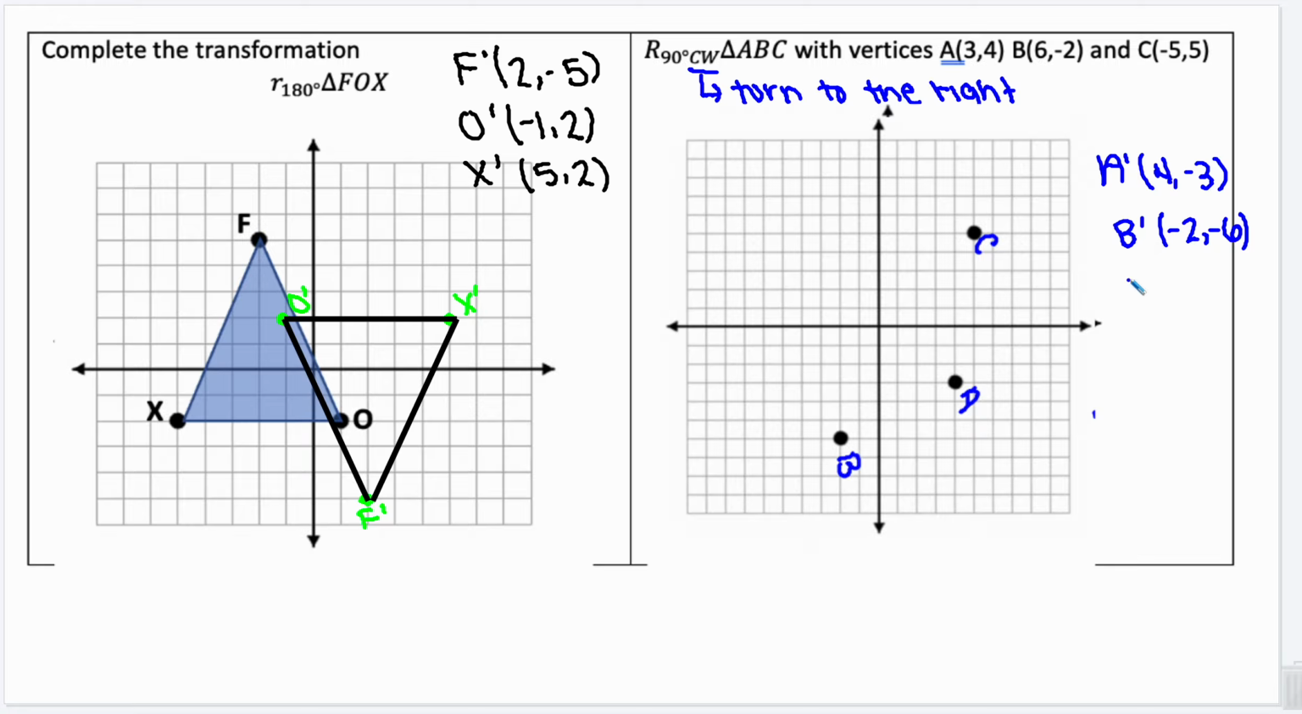That's right. And then C prime, 1, 2, 3, 4, 5. And there's your ordered pairs for triangle ABC.